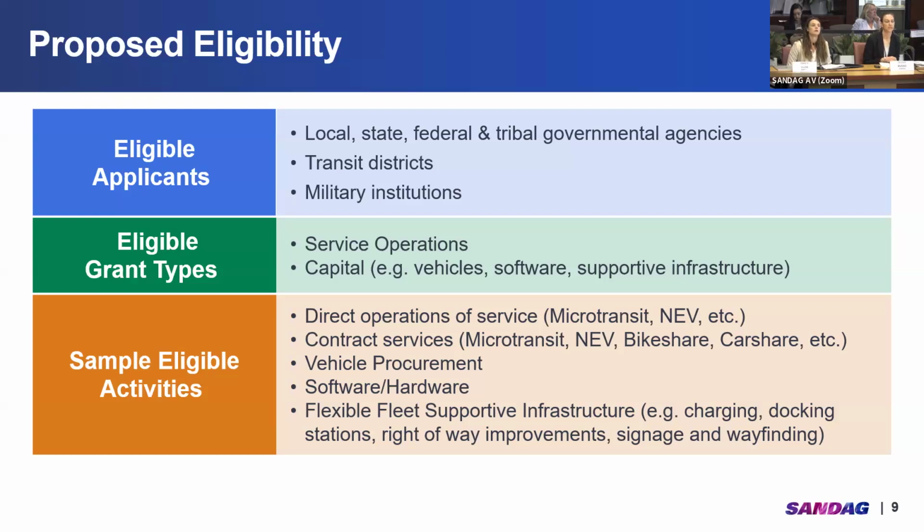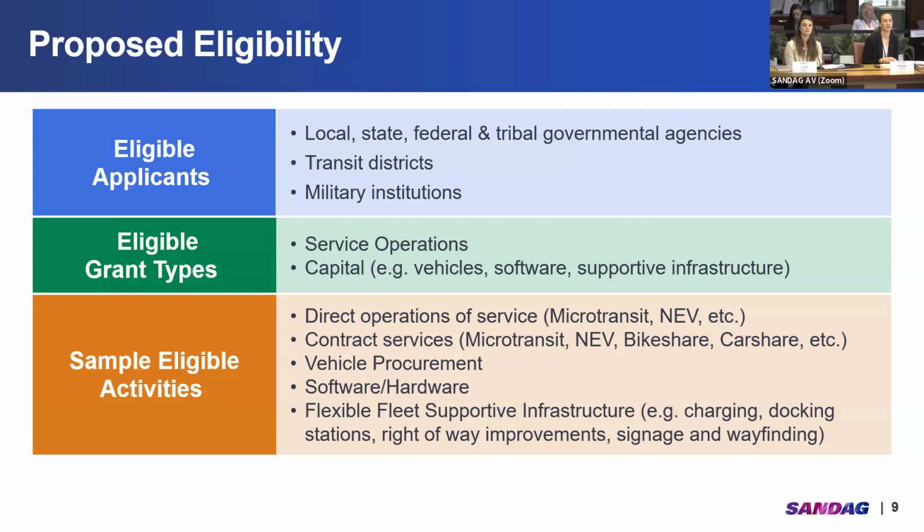So eligible applicants, as you can see here in blue, would be local, state, and federal agencies, as well as tribal governments, transit districts, and military institutions. In terms of eligible grant types, there would be two. The first would be service operations, which is providing the actual service that you see out there. And the capital category would be things like vehicle purchases, software to support the infrastructure of the program, and any supportive infrastructure, so signage and things of that nature.